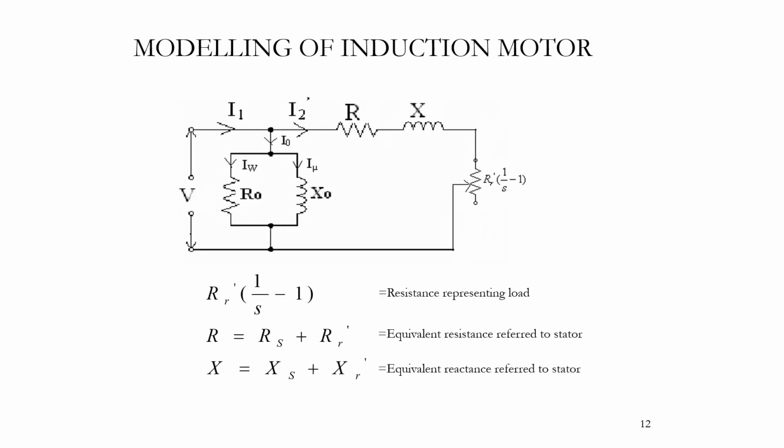Now let us see how to model the induction motor. Of course, an induction motor is nothing but a stationary transformer turned rotating. When it is a rotating transformer, it works as an induction motor. So the equivalent circuit is similar to that of the transformer. But here it is a rotating transformer, so the effect of slip comes into play.